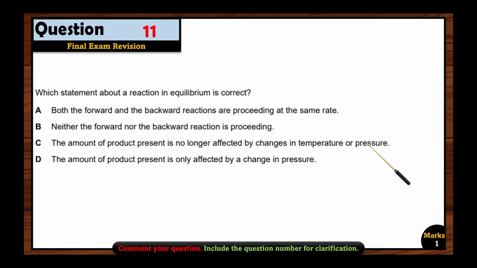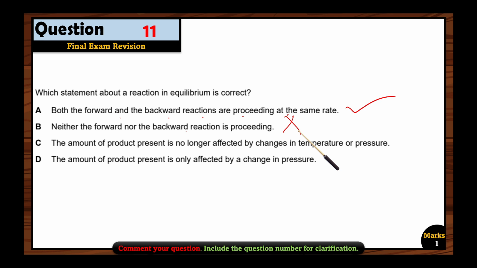Question 11. Which statement about a reaction in equilibrium is correct? So I already told you that equilibrium is the position when forward and backward reactions are taking place at the same rate. Okay. So see the options, both the forward and backward reactions are proceeding at the same rate. Yes, this is the right option. Let's see the option 2. Neither the forward nor the backward reaction is proceeding. That's wrong. Reaction never stops in the equilibrium. Actually, it is taking place but at the same rate.